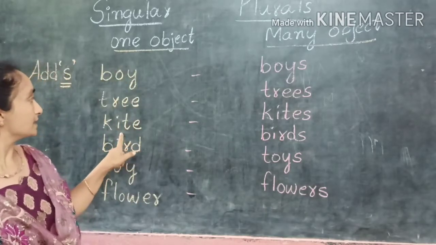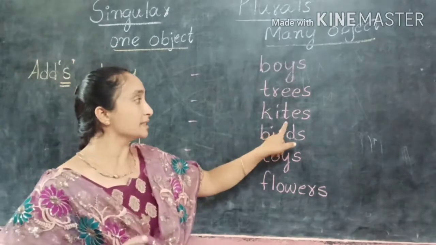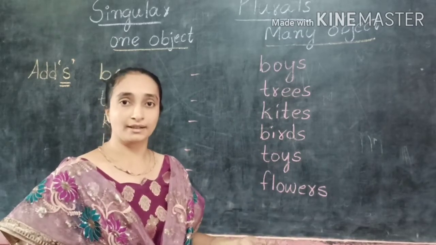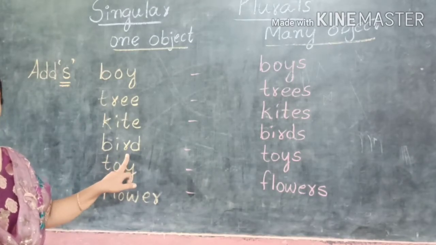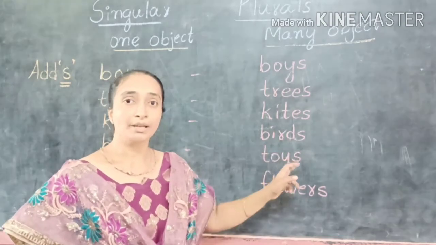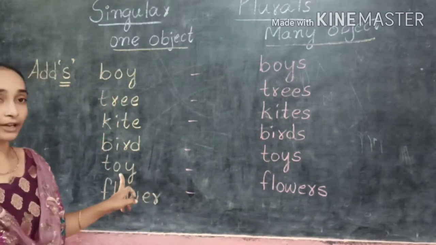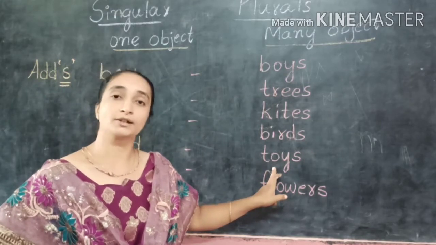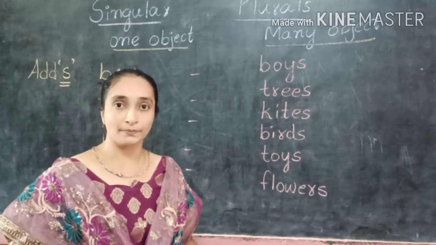Another one is kite, K-I-T-E, kite. That is only one kite. And here if we add S, kites. That is plural form, there are more kites. Another one, B-I-R-D, bird. This is only one bird. Here we can see birds, there are many birds. B-I-R-D-S, birds. Bird, birds. Toy, T-O-Y, toy. So here T-O-Y-S, toys. There are many toys. The children are playing with many toys.